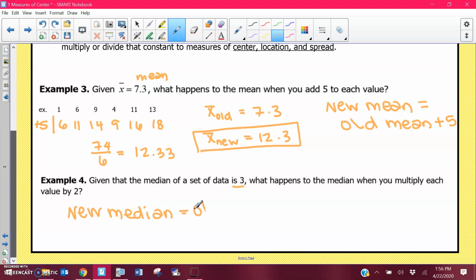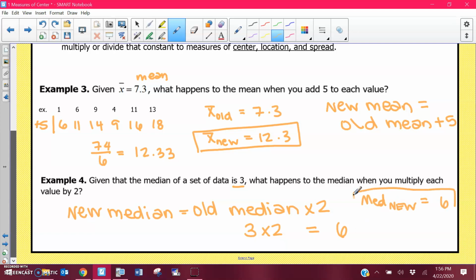It's going to be my old median multiplied by 2. So my old median was 3. I'm multiplying it by 2. So surprise, that's 6. So my new median, I'm just going to write med new, I don't have a lot of space, is equal to 6.